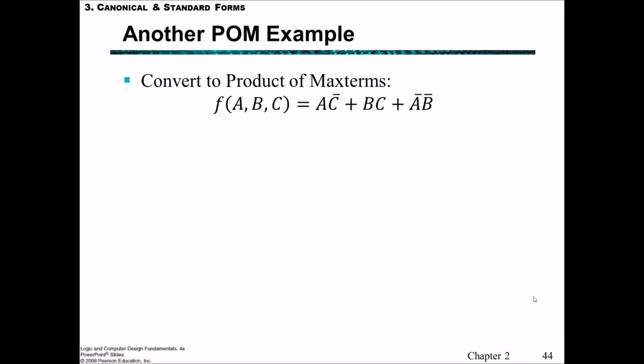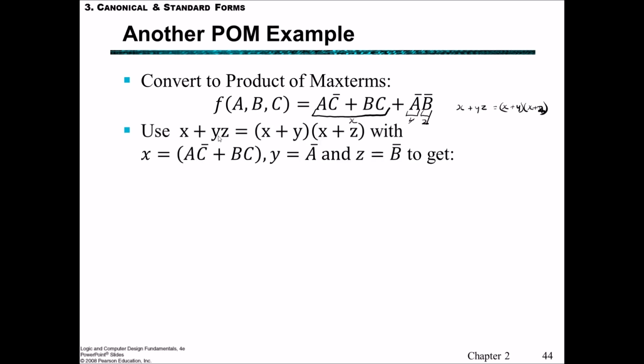So now we'll do another product of Maxterms example. The idea is to convert this particular function to a product of Maxterms. Straight away we can notice that we're missing, for example, B here and A here and C here. So we need a way to introduce those. Something tricky that we can do is think about grouping it like this, calling this X, calling this Y, and calling this Z, so that we can use the fact that x plus yz is equal to x plus y, x plus z. So here, x plus yz is the same as x plus y multiplied by x plus z.